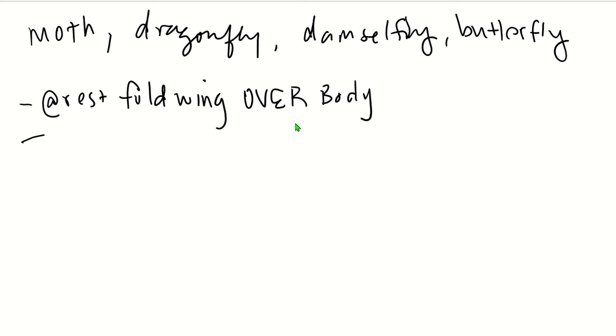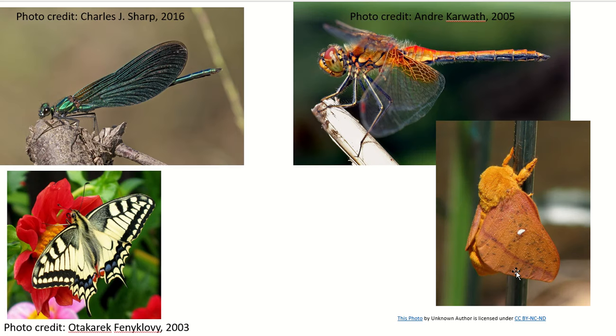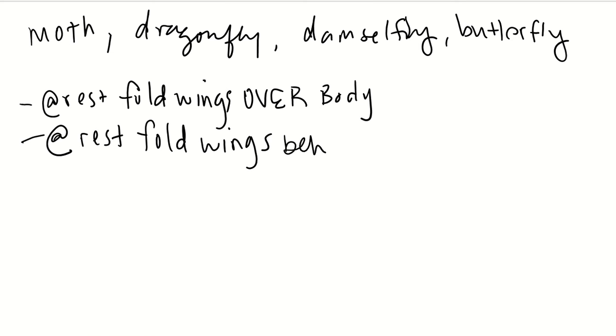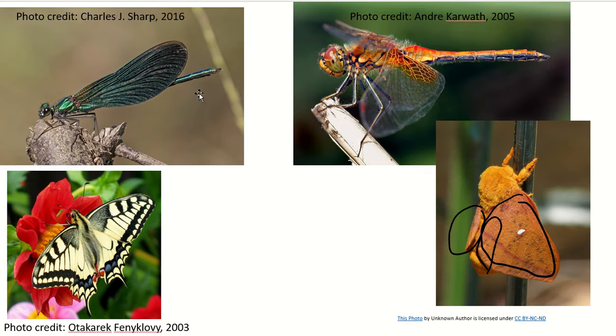So the first one I wrote down was that when their wings are at rest, they fold over the body. What I mean by that is in this picture of the moth, the body is over here and the wings are folding over it. And then a different way that wings can fold when at rest is behind the body. An example of that is this damselfly.